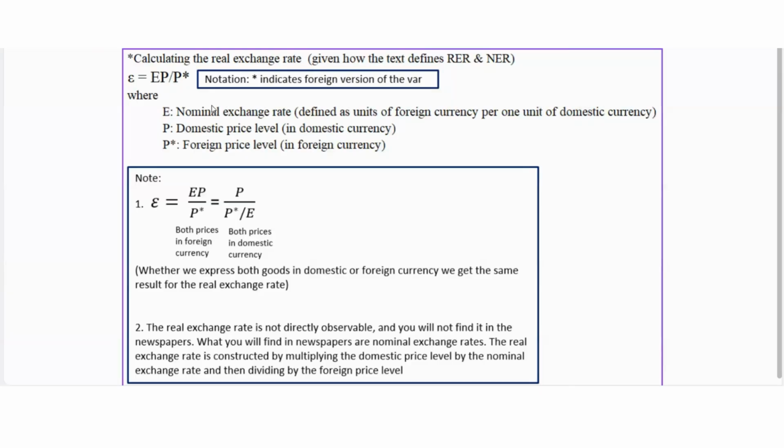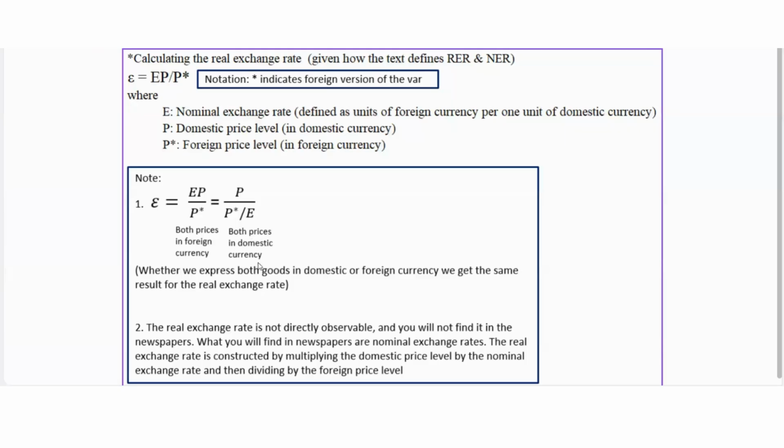When we said the real exchange rate is the price of domestic goods relative to foreign goods expressed in the same currency, because we're looking at the price of domestic goods relative to foreign goods, we have the domestic price level in the numerator and the foreign price level in the denominator. And we said expressed in the same currency. You can think about them being both expressed in foreign currency or both in domestic currency, and either way we get the same result for the real exchange rate.